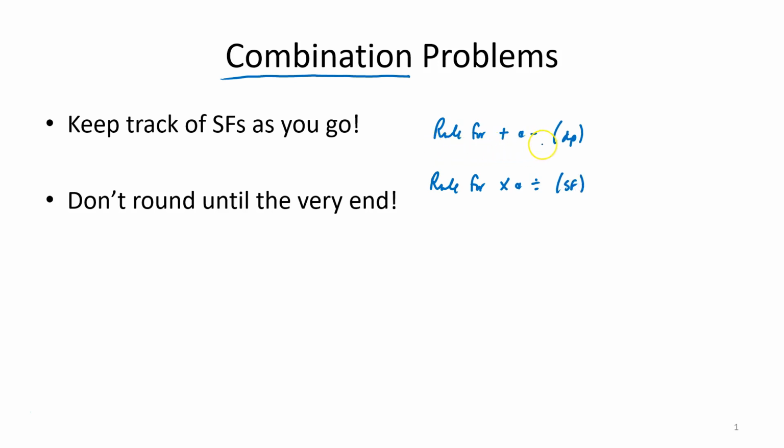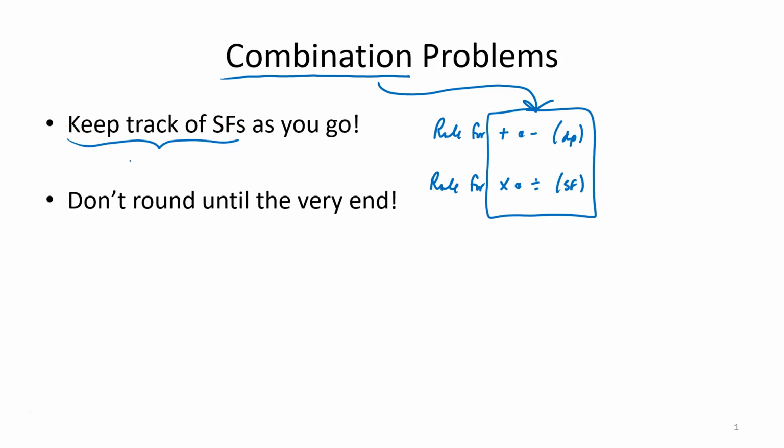So we did some examples where we added and subtracted. We did some examples when we multiplied and divided, but we never combined all these different operations and these two different rules into a single problem. That's what we mean by combination. So what we're going to have to do is keep track of the sig figs as we go, or in other words, follow the rules as we go, and then don't round until the very end. So let's try one.